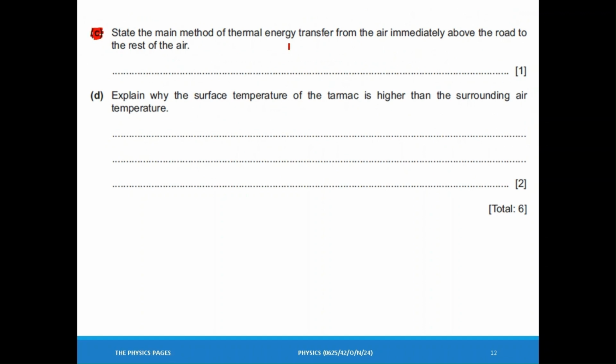State the main method of thermal energy transfer from the air immediately above the road to the rest of the air. We know that when air gets heated, it becomes less dense and rises. Cooler air then moves in to replace it, creating a convection current. Therefore, the main method of heat transfer from the air above the road to the rest of the air is convection.